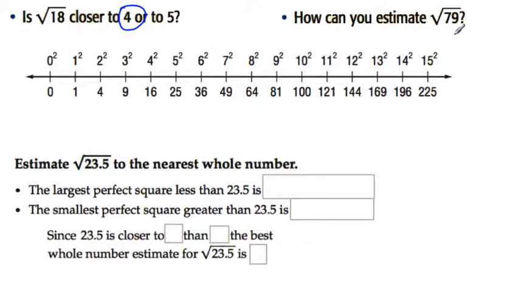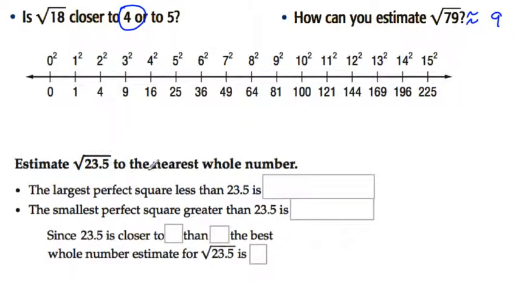How can you estimate the square root of 79? Well, the two numbers that 79 would fall between are 64 and 81. It's closer to 81 than it is to 64. So we're going to say that the square root of 79 is approximately equal to 9 as a whole number.